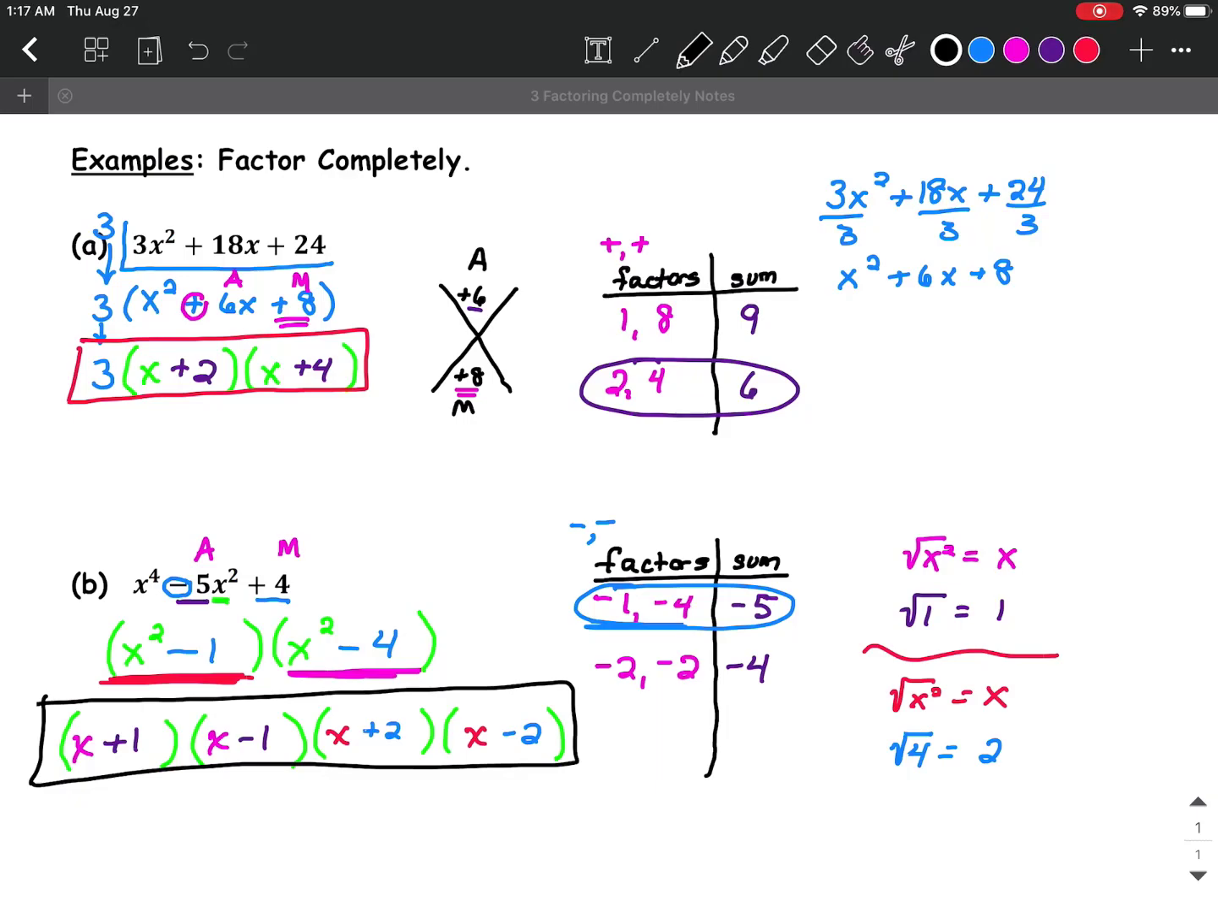Now, does the order matter? Not at all. If you had factored the first part and got x squared minus 4 times x squared minus 1, that's fine. And it doesn't matter what order your factors are in as long as you have them all there. Okay, guys, so this is it. Make sure you remember, look for your GCF, then look for difference of two squares or trinomial factoring, and check and make sure at the end that you didn't miss anything.